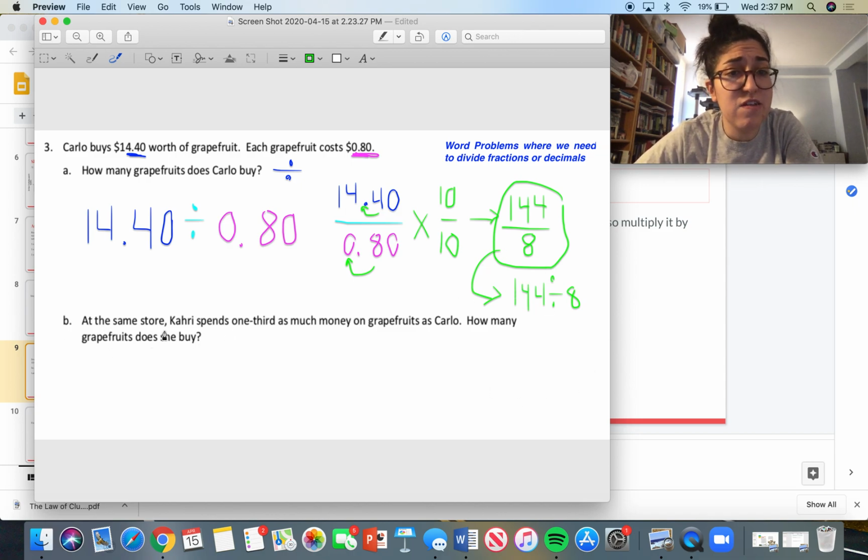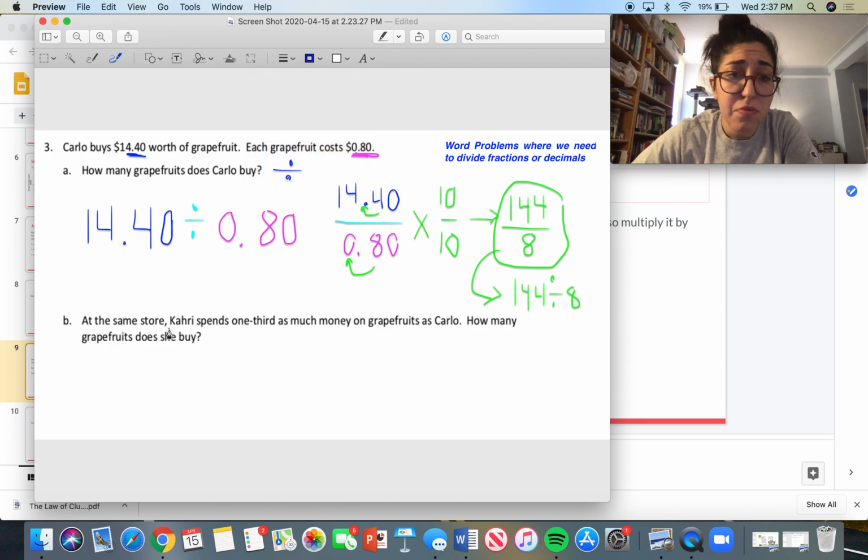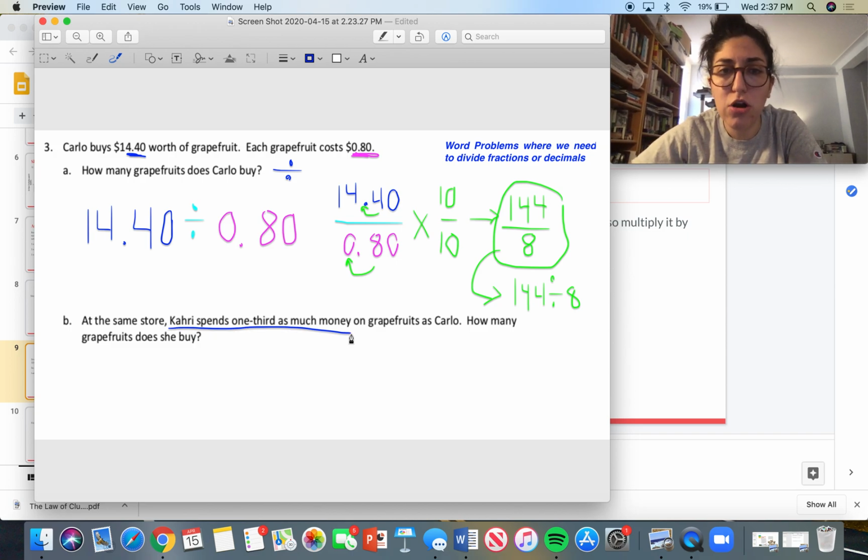Now, the second part, it says, at the same store, Kari spends 1/3 as much money on grapefruits as Carlo. How many grapefruits does she buy? So, now we have to shift gears a little bit. Now I'm thinking, Kari spends 1/3 as much money. So she spent 1/3 of the money that Carlo spent.